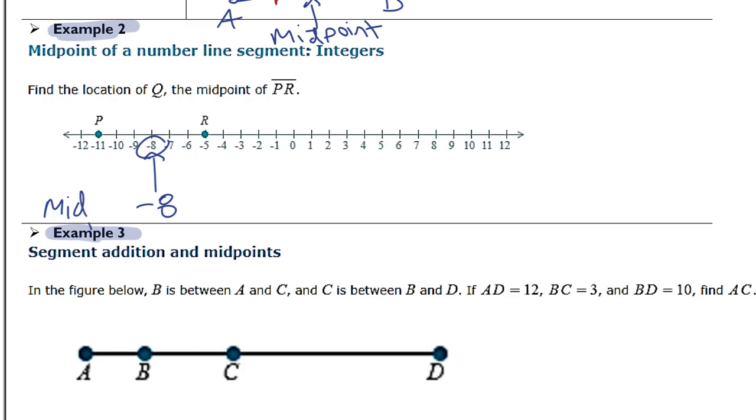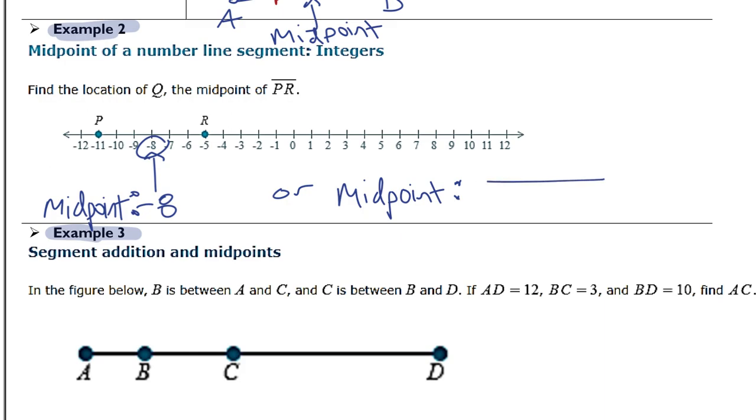But I want the idea of finding it using some math skills. So we could just literally say this side has 1, 2, 3 jumps. This has 1, 2, 3 jumps. So that's the middle, which is -8. Or what we can do is we can kind of average the numbers. So our midpoint will always kind of be the average of them. So what we're going to do is averaging things.